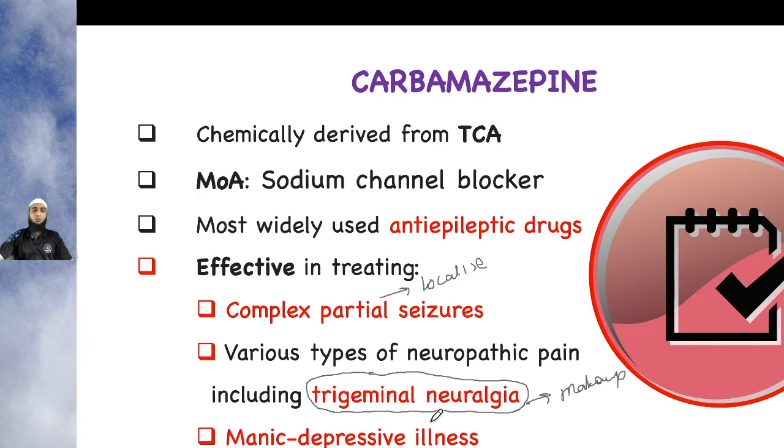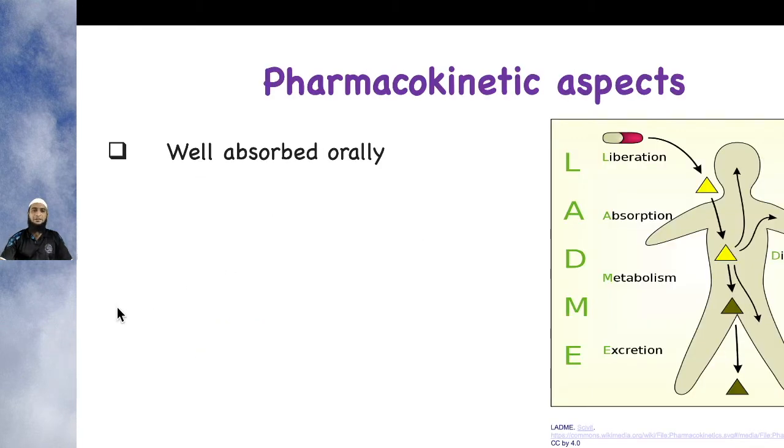Secondly, it can also be used for the treatment of manic depressive illness. Mania is one kind of depression where the patient is excessively aggressive. Generally in depression, the patient remains isolated and depressed, but mania is exactly the reverse, where the patient's behavior suddenly becomes aggressive. Since it has its origin as a tricyclic antidepressant drug, it can also be used in manic depressive illness.